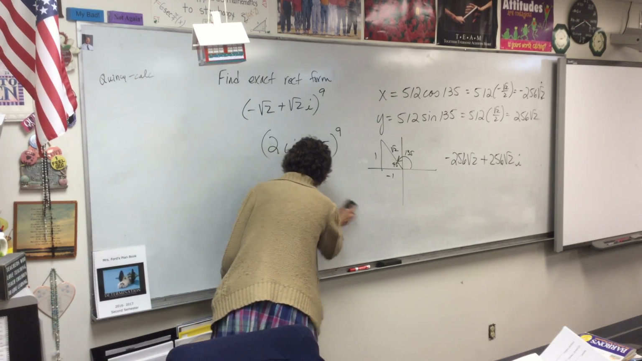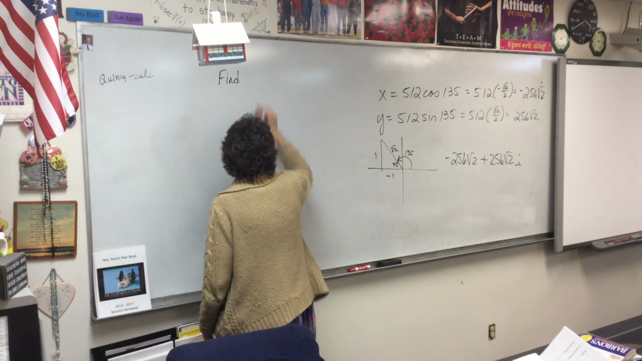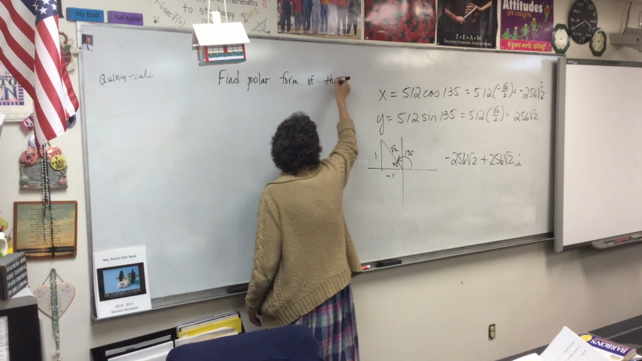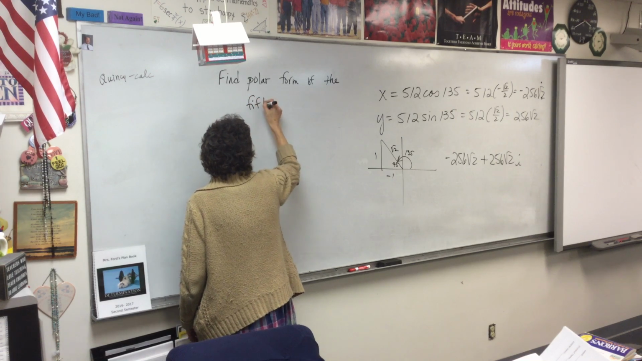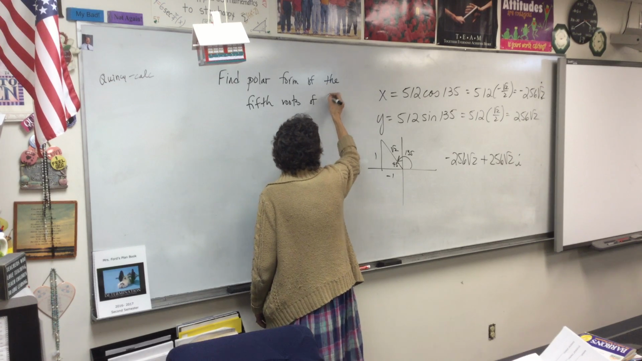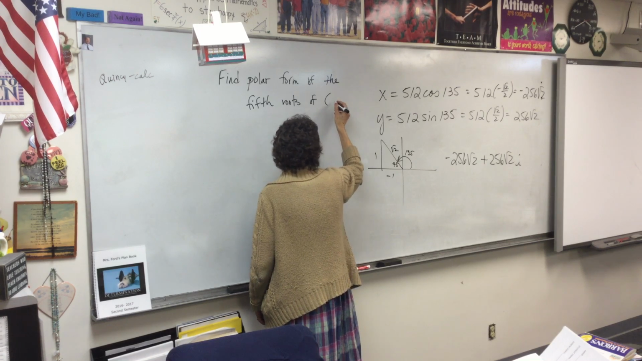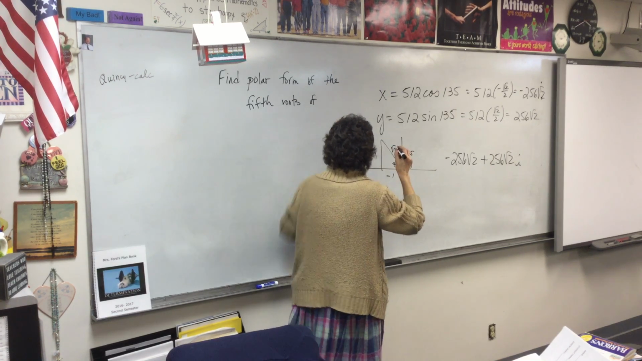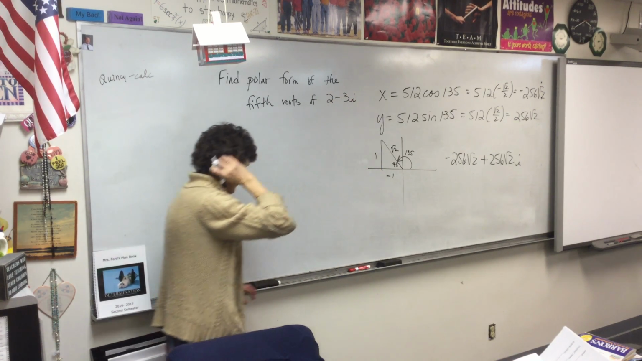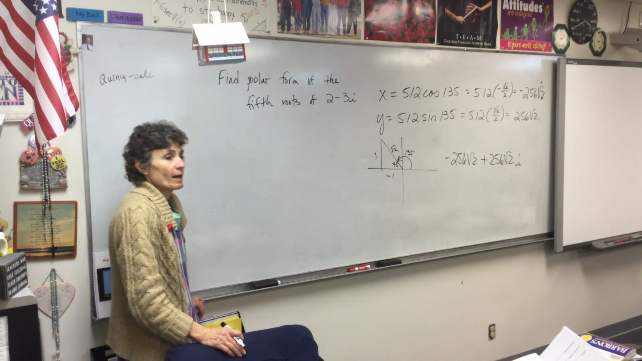Alright, here's another one. Find the polar form of the 5th root of, let's say, I'm not going to rig this one. I'm going to make this one not rigged, so we need a calculator. 2 minus 3i. Find the polar form of the 5th root of 2 minus 3i.